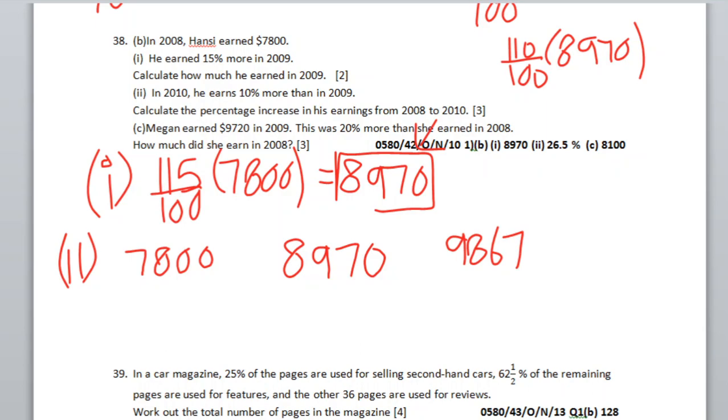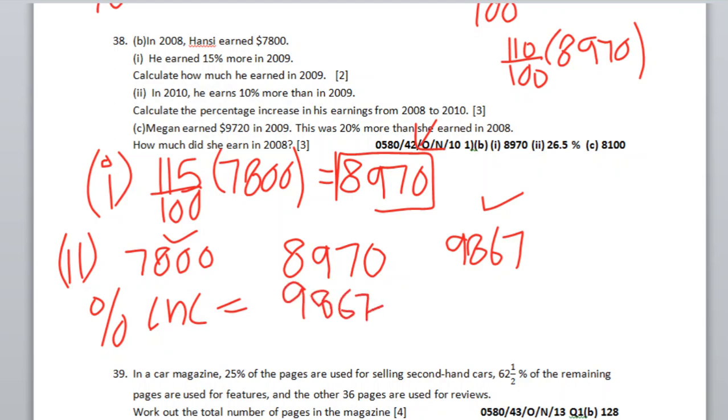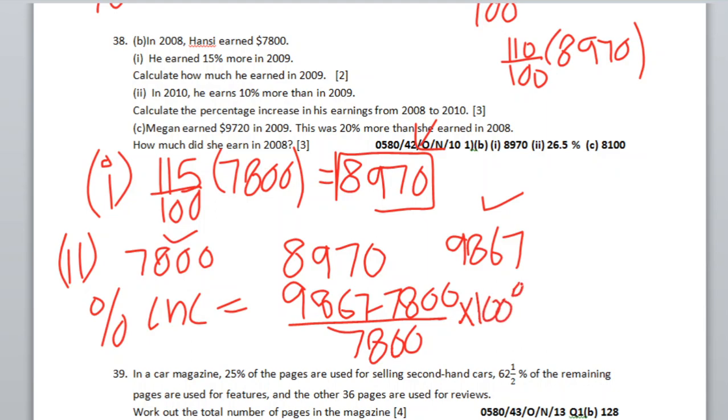The question says calculate the percentage increase in his earning from 2008 to 2010. Percentage increase is the increase in value over original value times 100. The increase in value is 9,867 minus 7,800, over the original value, 7,800, times 100%. So 9,867 minus 7,800 gives us 2,067, divided by 7,800 times 100, which gives us 26.5%.